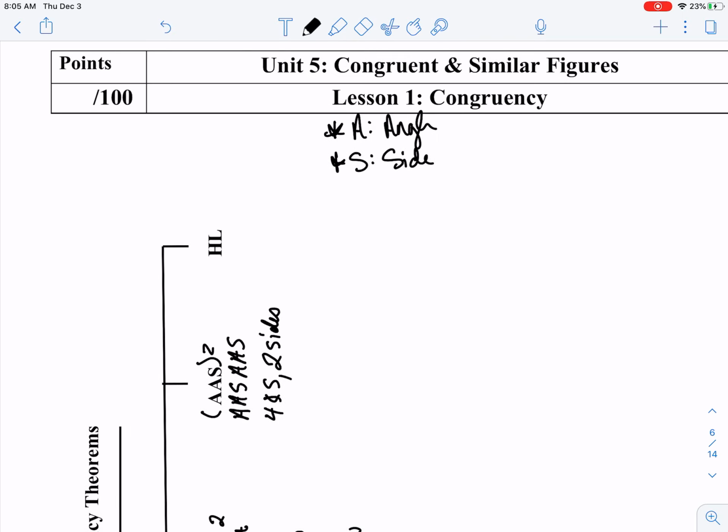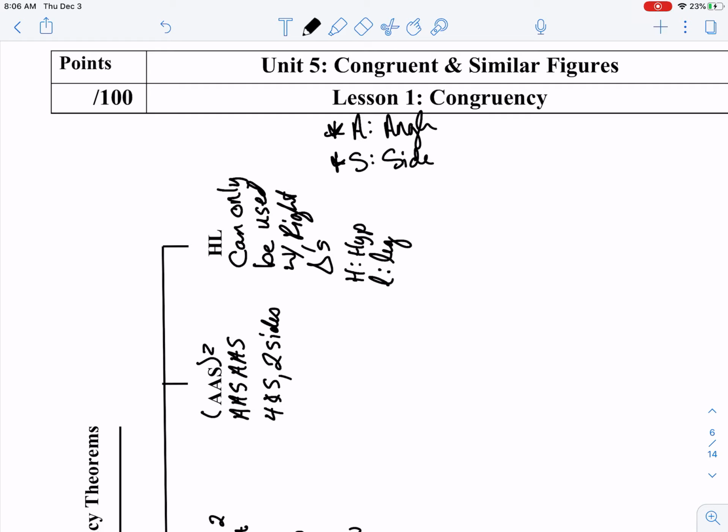Hypotenuse leg, or HL, is the only one that's different. Extremely important. It can only be used with right triangles. H is hypotenuse, and then L is just a leg. What this says, if you know the hypotenuse of 2 triangles and they're congruent, and you know the leg length of 2 triangles that are congruent, then you can say the triangles are congruent by hypotenuse leg.